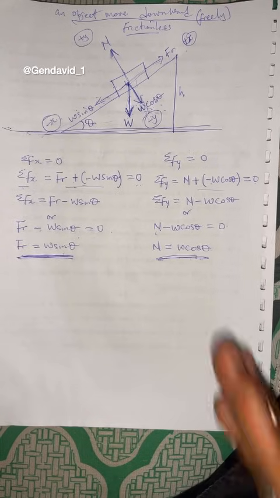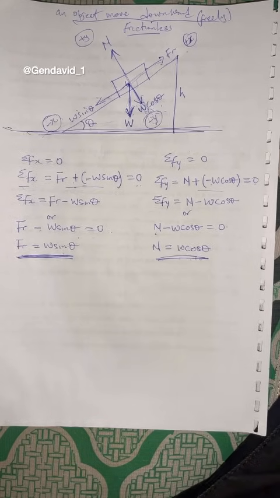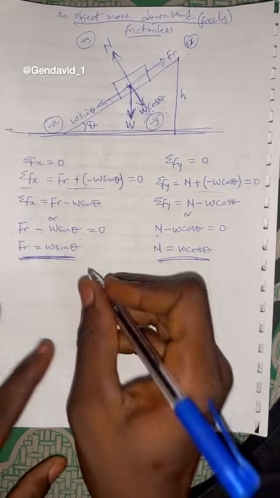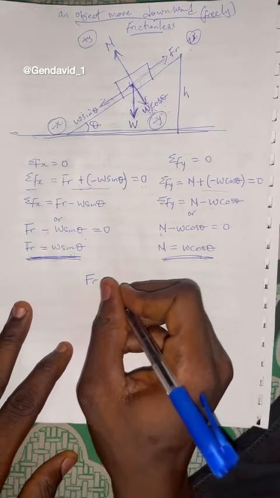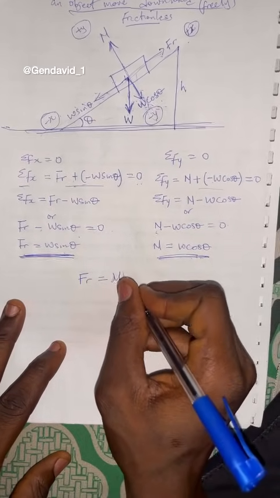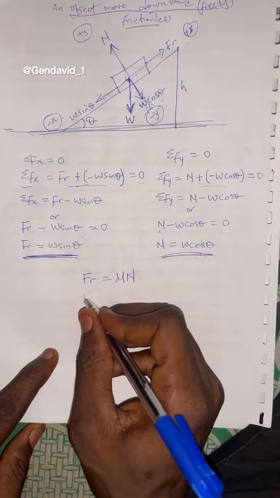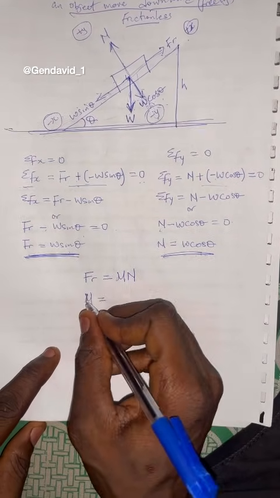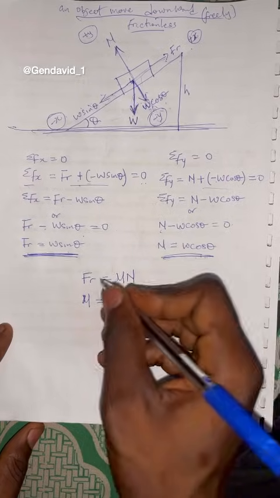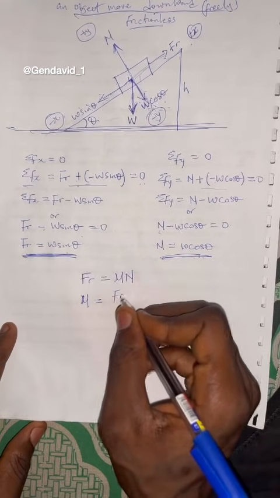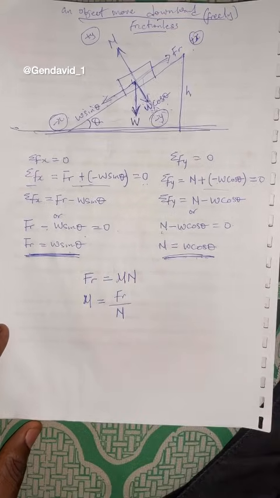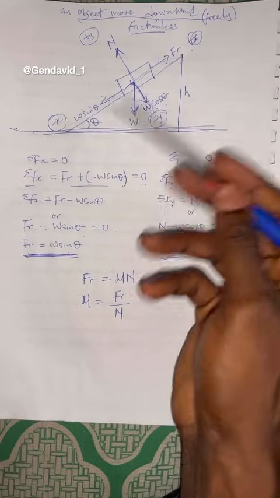Don't forget the original formula for the frictional force. We have the frictional force equal to the coefficient of the frictional force multiplied by N. You'll be shocked when making the coefficient of the frictional force the subject of the formula. The coefficient of the frictional force can be equal to Fr over what? Over N.